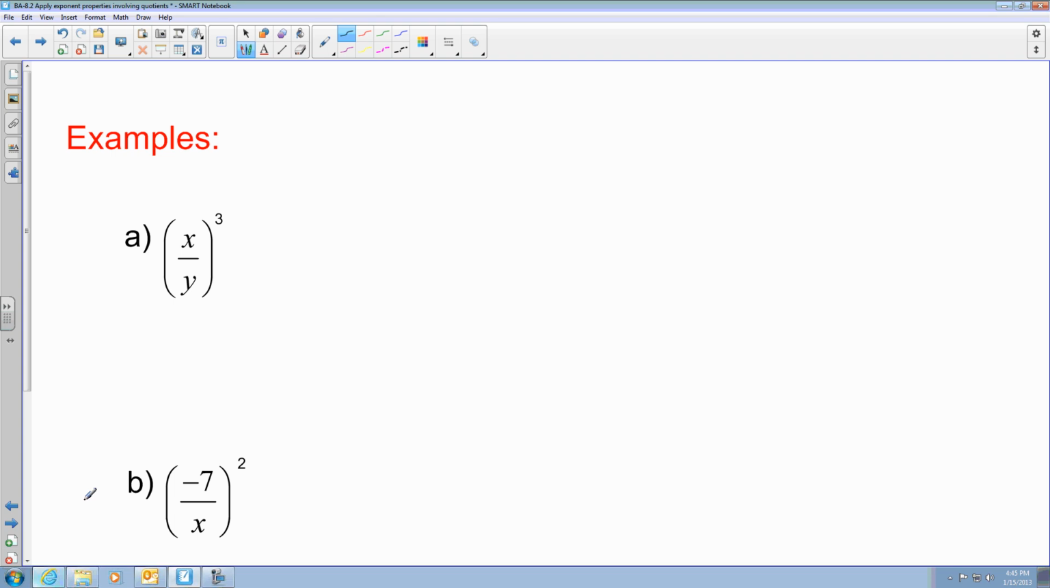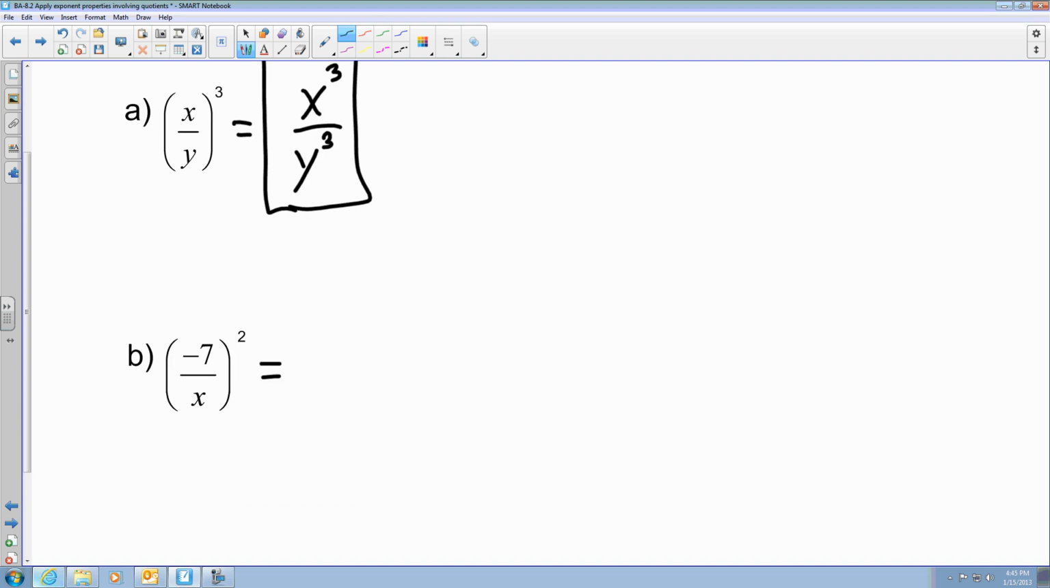Looking at example A, this is where we're going to incorporate the power of powers property. We have x to the third divided by y to the third. Now keep in mind, they are not the same base. In the numerator we have a base of x, and in the denominator we have a base of y. Since they don't have the same base, we leave it as is; this is the answer.